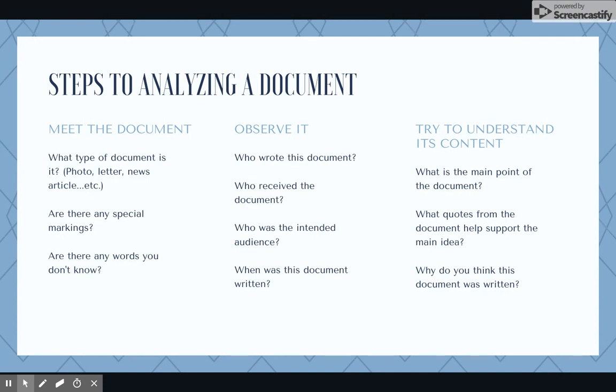So the last thing you're going to do is try to understand its content. So you're going to go through the document and find the main point. What is this whole document written about? What's the point that it's trying to get across? What quotes from the document can support that main idea? What evidence do you have to support that this is the main idea? And then finally, why do you think that this document was written? What is the point of the whole document itself? Why was it written? What was it trying to do?